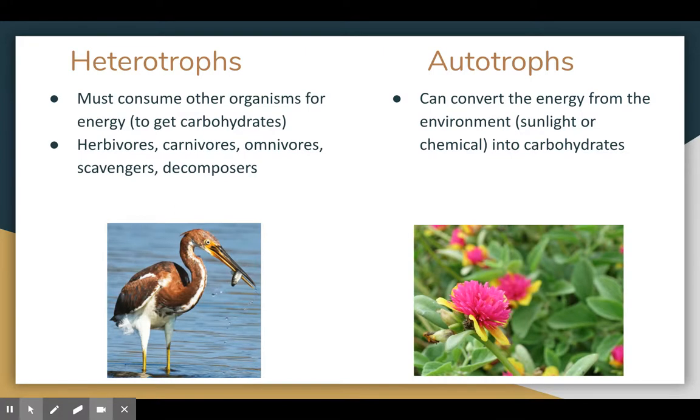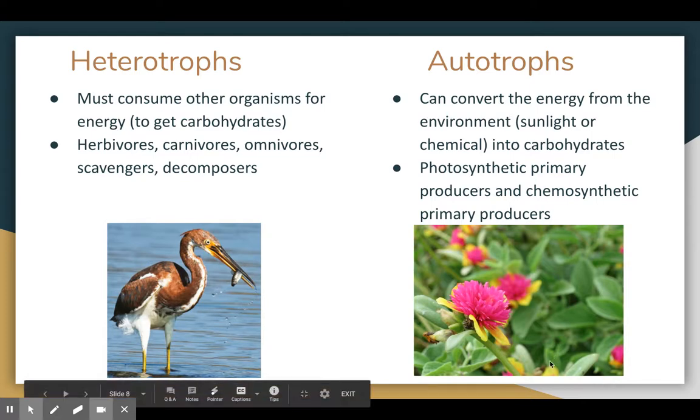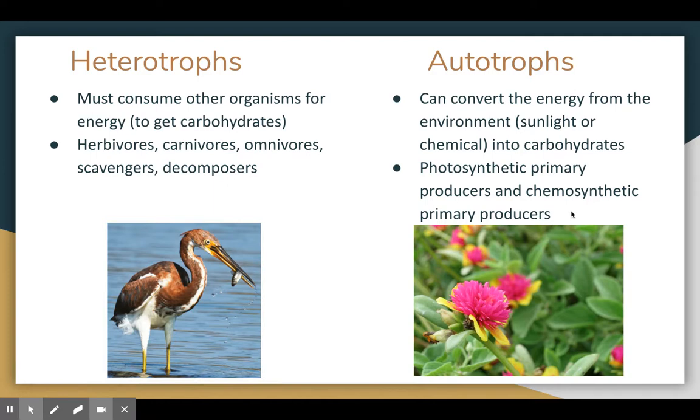Let's look at autotrophs. So autotrophs are the opposite of a heterotroph. They do not need to eat another organism because they can convert the energy from the environment, such as sunlight energy or chemical energy, into carbohydrates. And we have two kinds of autotrophs. There is the photosynthetic primary producer and chemosynthetic primary producers. And these are things such as plants. Chemosynthetic primary producers are things such as bacteria that live way at the bottom of the ocean where there's no light.